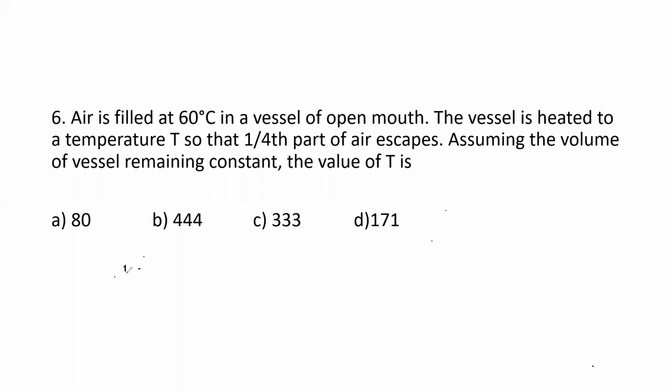That is given by. So I'll consider M1 is equal to M and T1 is equal to, in terms of Kelvin, 60 plus 273, that is 333 Kelvin. Next, M2 is equal to, I can write it as, M minus M divided by 4.